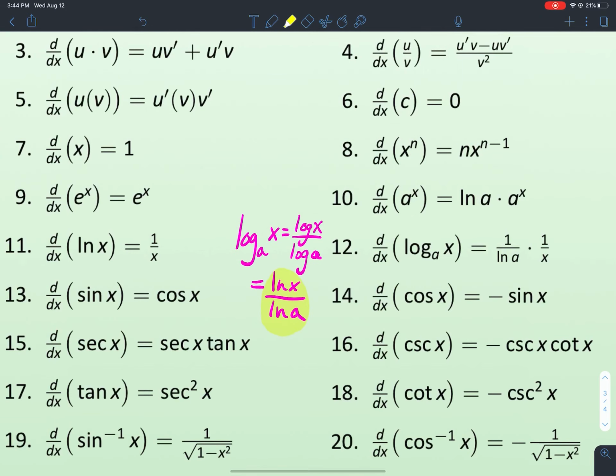So when you take the derivative, this part pulls out that 1 over ln a constant, and then you already know what the derivative of ln x is. It's 1 over x, okay? So that's where that falls into play.